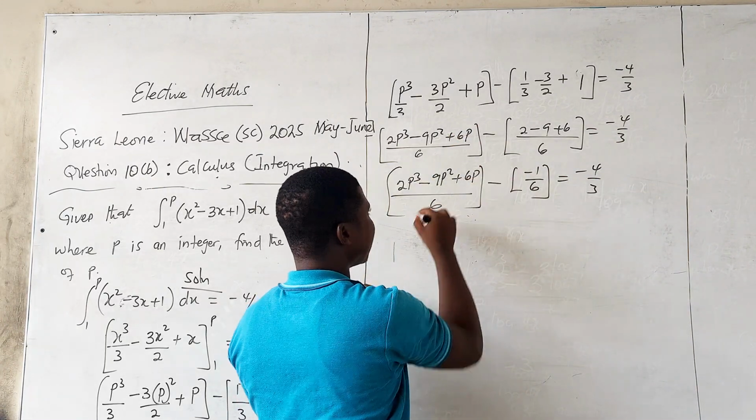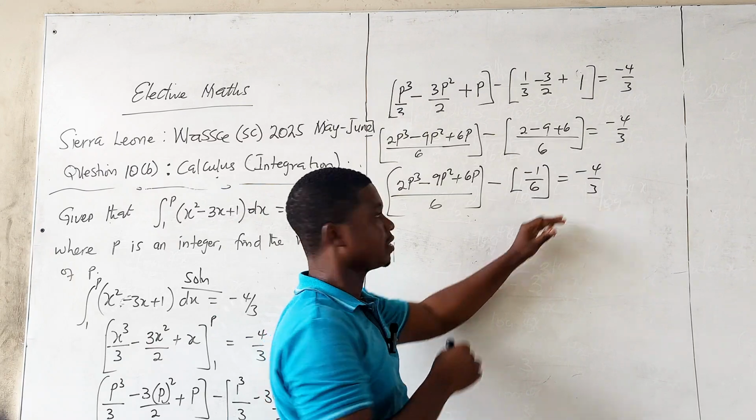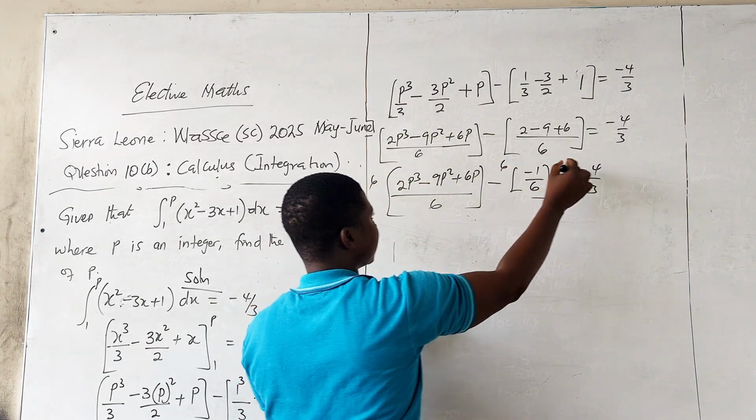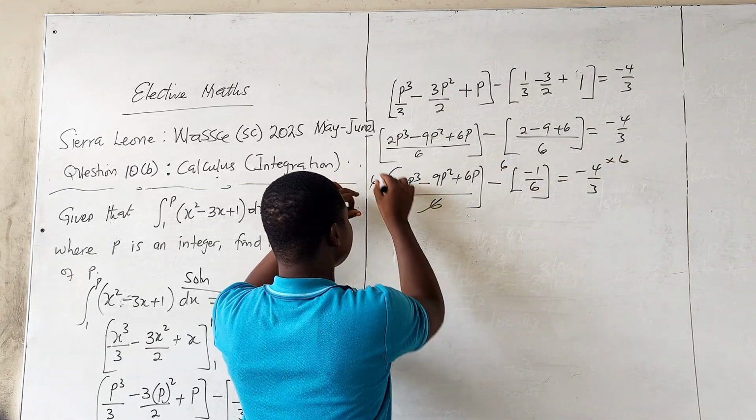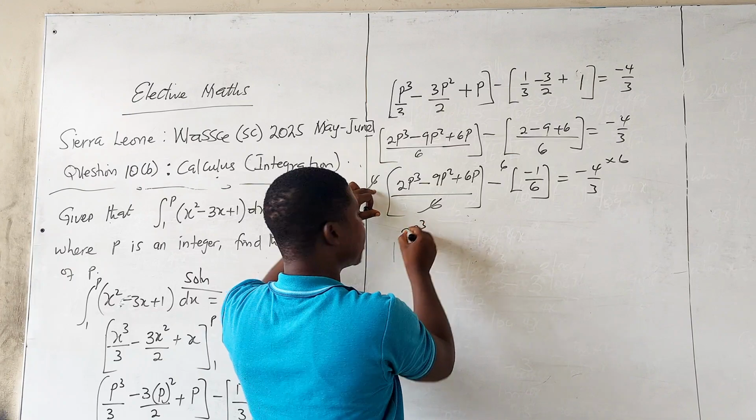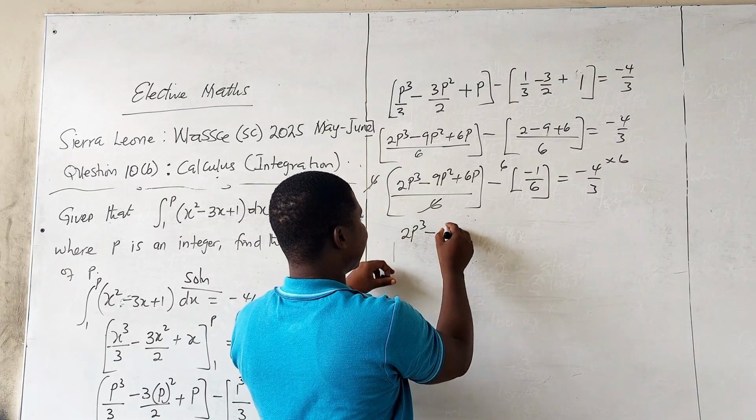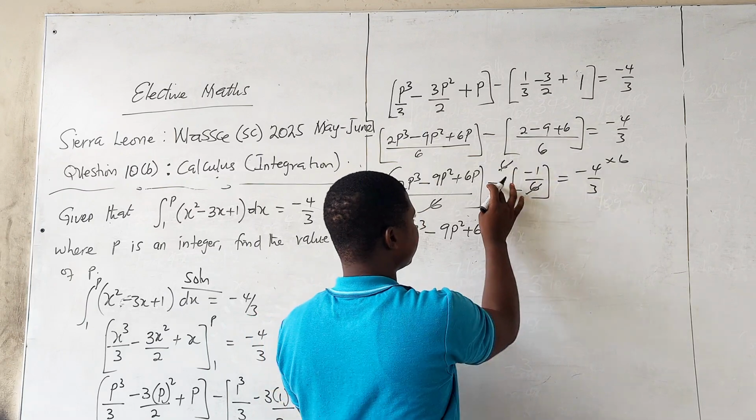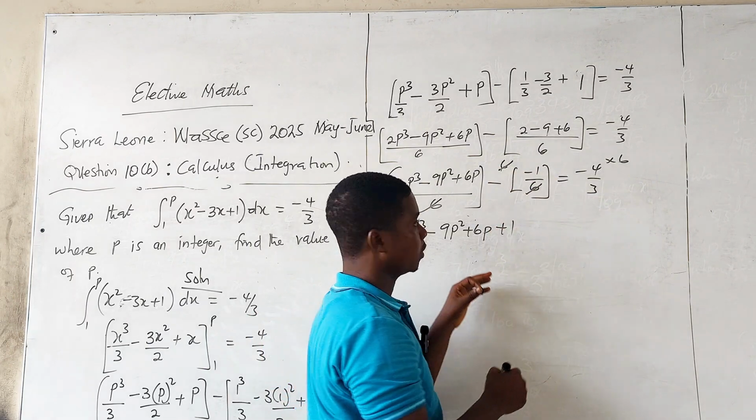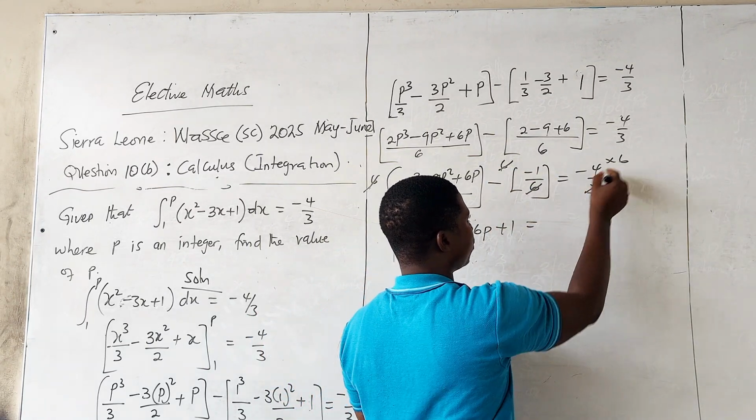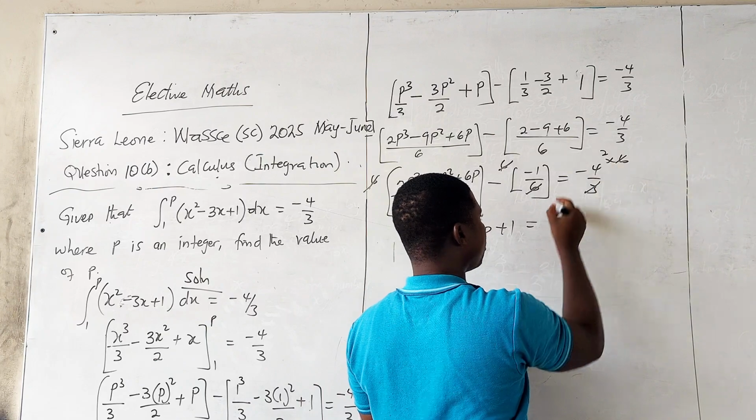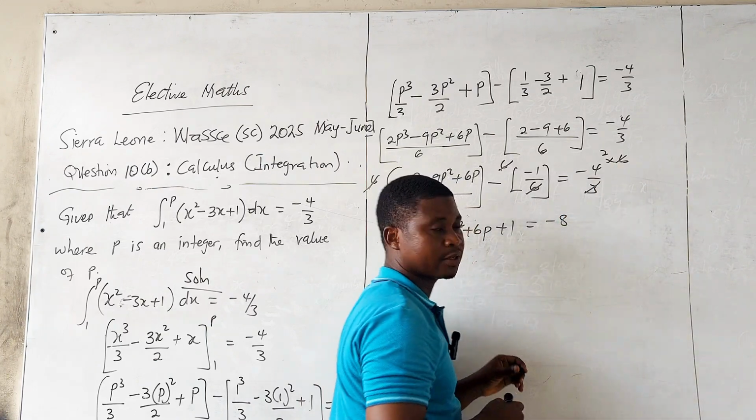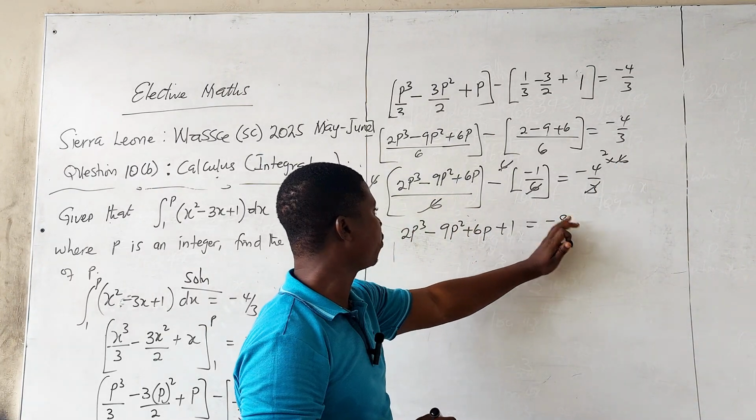This you can multiply by the LCM, and the LCM is 6. You multiply here by 6, here by 6, here by 6. So this 6 will cancel out. You have 2p cubed minus 9p squared plus 6p. This will also cancel that. So this and this will give you plus 1, equal to, this will cancel that 2, so minus 8.